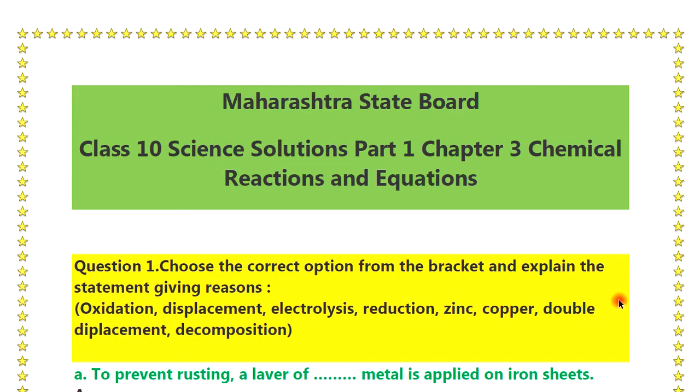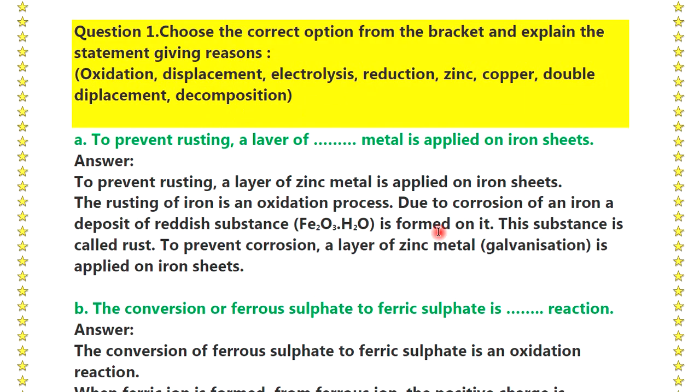Okay students, so let's start with the Class 10 Science Solution Part 1, Chapter number 3, Chemical Reactions and Equations. Okay, see the question number first. Choose the correct option from the bracket and explain the statement giving reasons. Oxidation, displacement, electrolysis, reduction, zinc, copper, double displacement and decomposition.